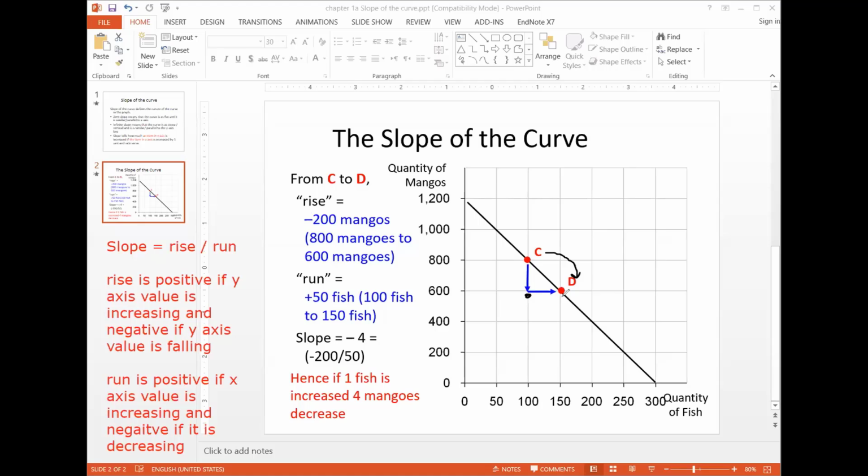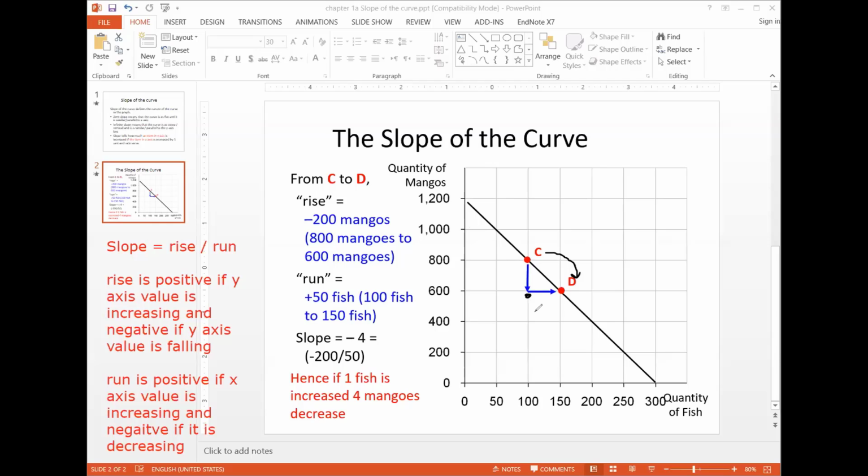Then you move from this point to D. This is run. Moving rightward is run, and moving leftward is negative run. So we are moving right, from 100 fish to 150 fish. So we can write plus 50 here. This way you can describe the right movement, or run. Okay. And then the formula we already discussed is rise over run. So we can calculate slope this way.